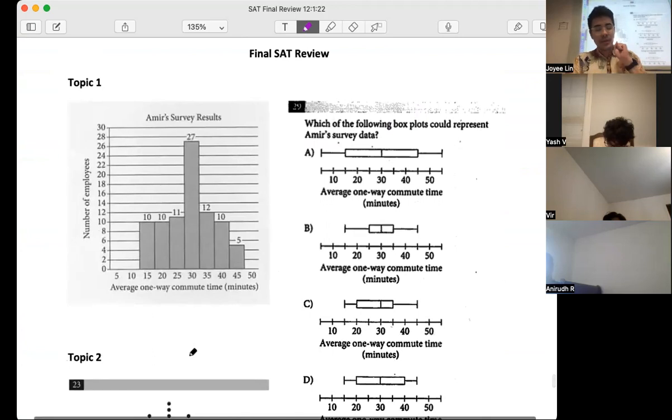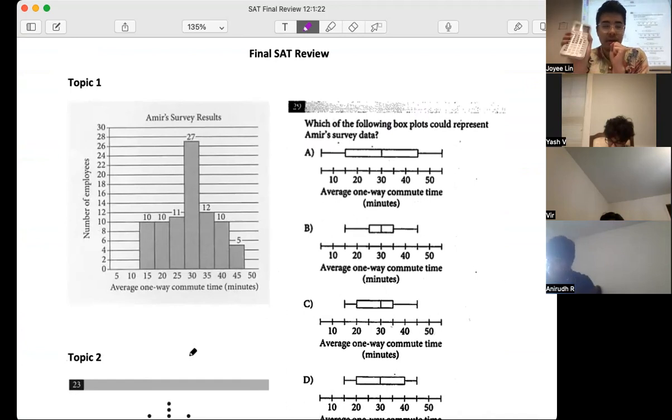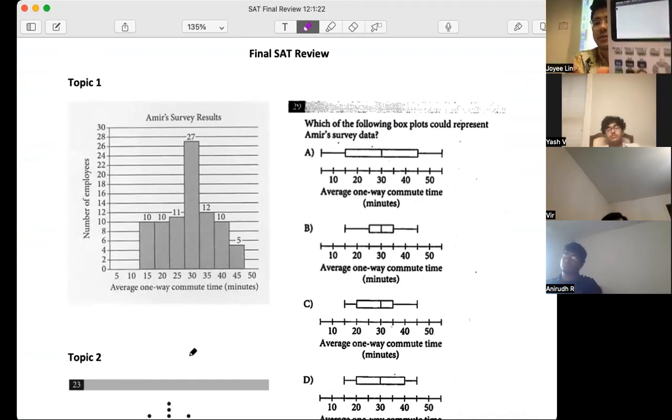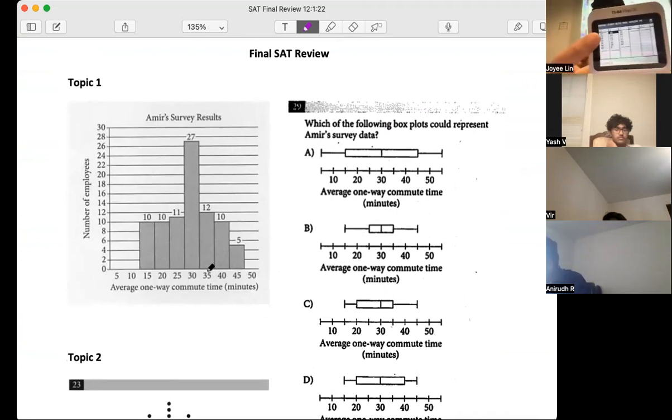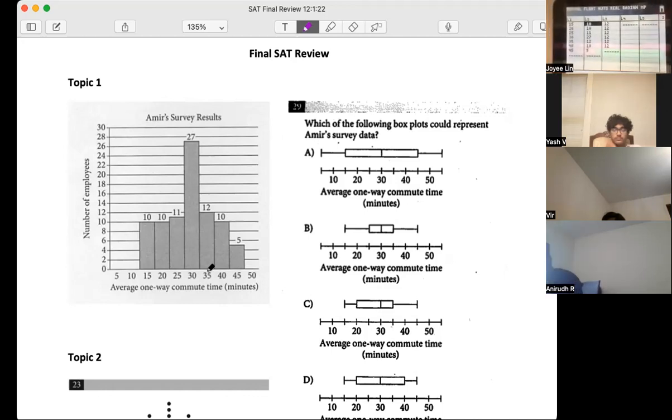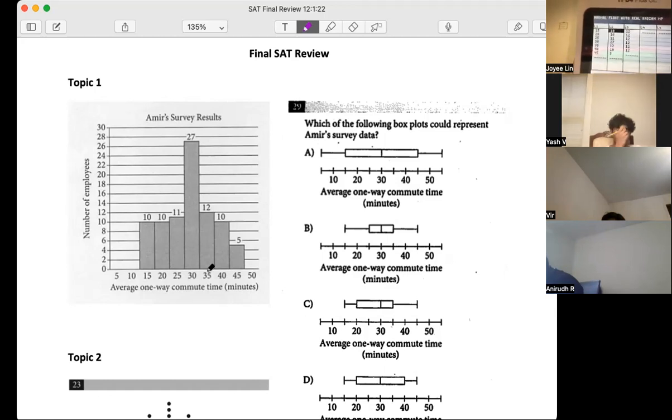I'm reviewing this one again for those of you who need to remember how to do the box and whisker plots. To review this one, if you want to plot this, you go to your calculator, go to stat, and then edit your list. You put in all the numbers on your x-axis in the first list: 15, 20, 25, 30, 35, 40, 45. Those are all your x values. Everything in list 2 is the quantity: 10 for the first one, 10 for the second one, 11 for the third one, 27, 12, 10, and 5. You can do this for any version of the frequency table.